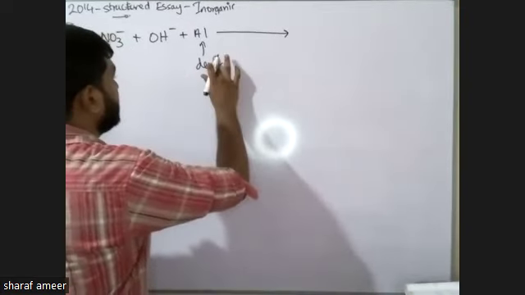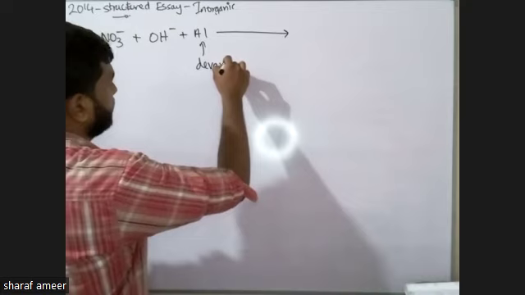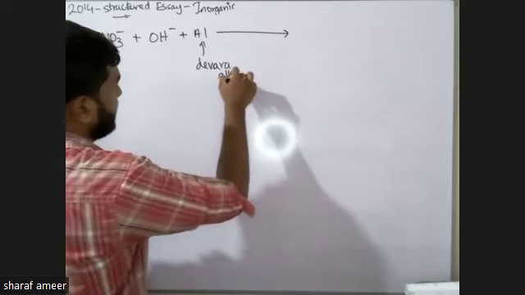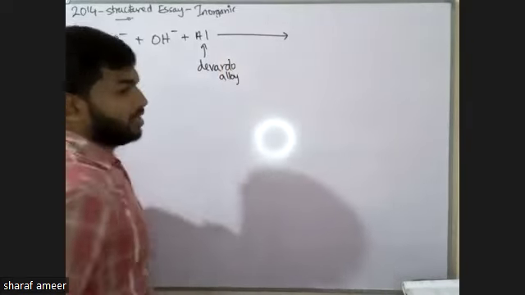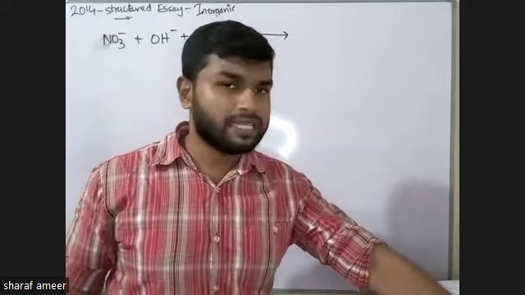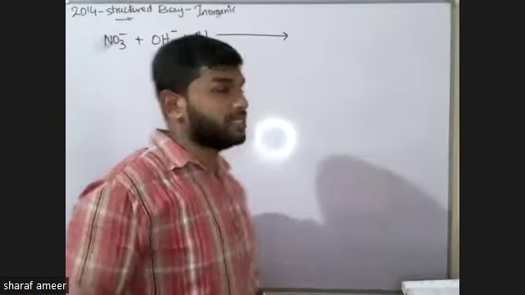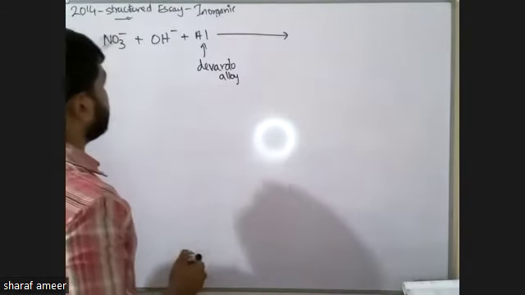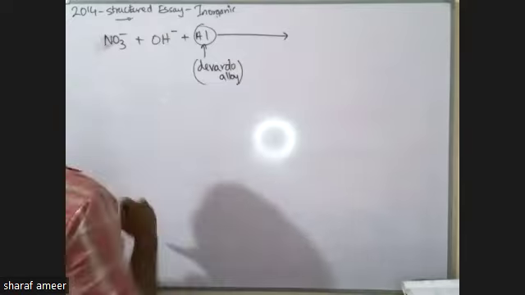In the past paper they have given this one as something like Devarda's alloy. Yes, they have said Devarda's alloy. I'm not sure with the word, but I can understand. Remember, it's Devarda's alloy, 2015 or 2014 in the essay part. So we can say this one is also Devarda's alloy. If they ask Devarda's alloy, it is obviously aluminium.